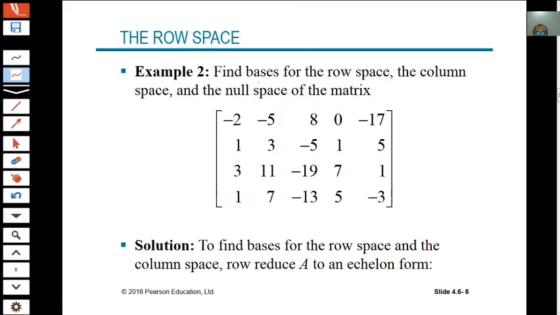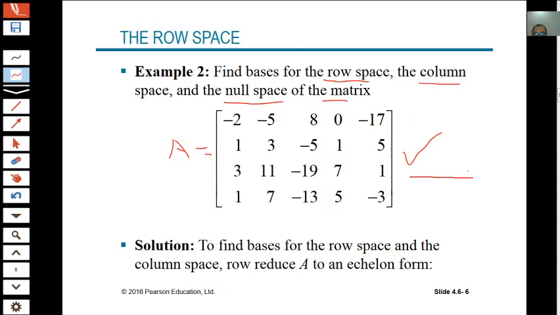So find a basis for the row space, the column space, and the null space of the matrix given here. This may be a final question, therefore you should listen and watch carefully. Okay, we want to find a basis for the row space, column space, and null space of the matrix A. To find a basis for the row space and column space, we need to find the echelon form of this matrix.